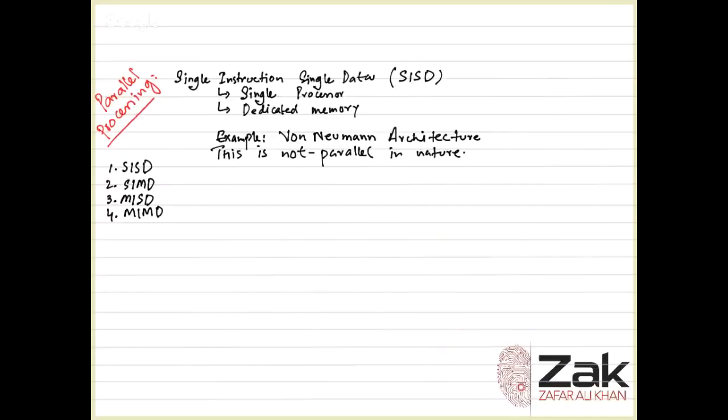Mind one thing, other than this topic, every single topic throughout the syllabus is actually considering one processor at a time. Just this topic is considering multiple processors at a time. So there are multiple forms of this parallel processing. First is single instruction, single data.